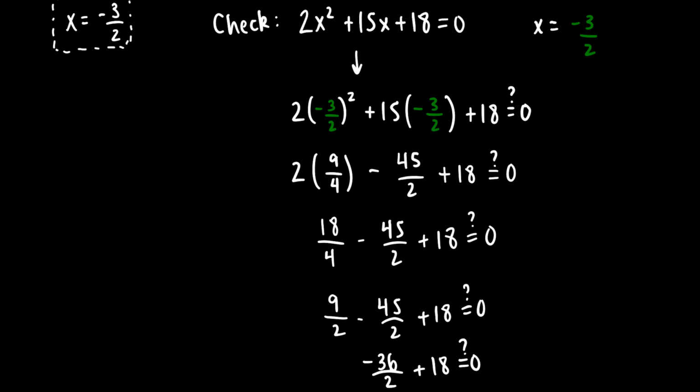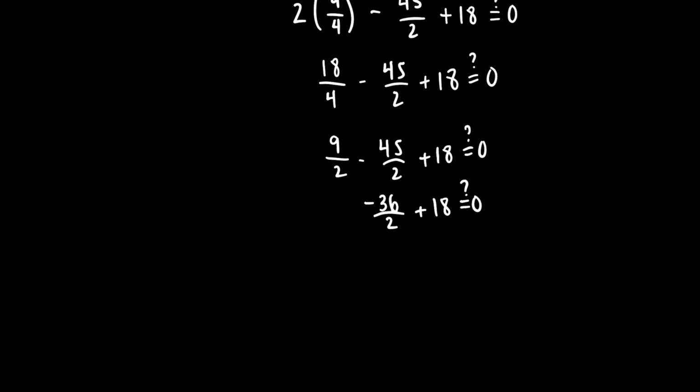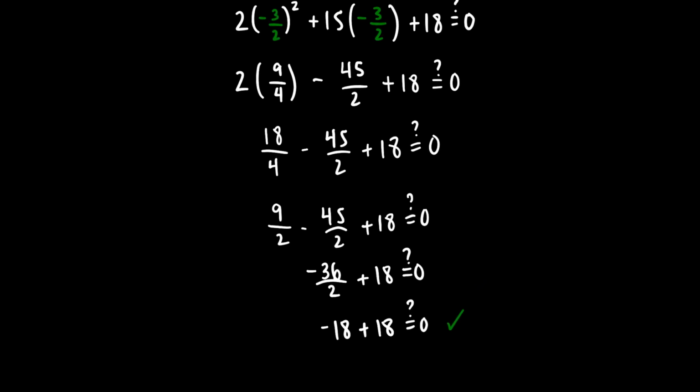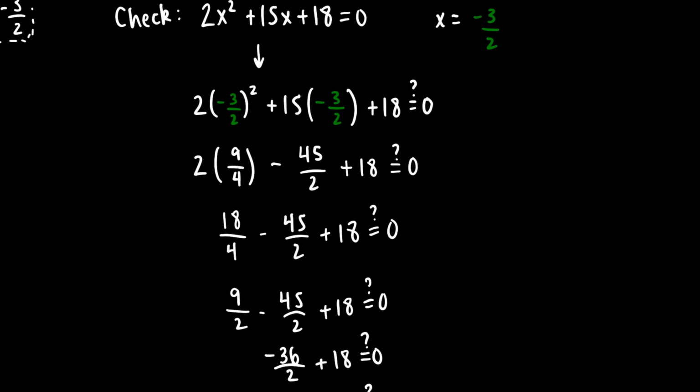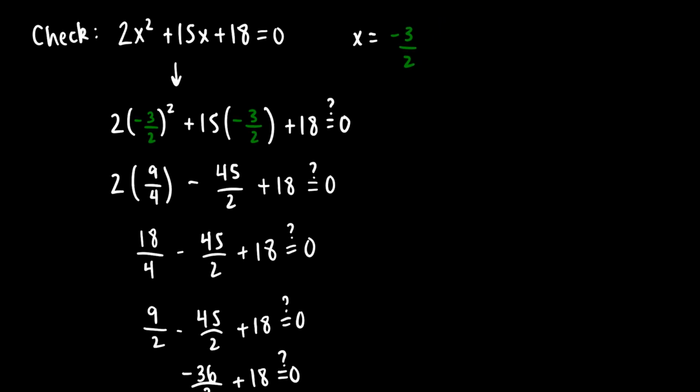And negative 36 over 2 is actually negative 18. So is negative 18 plus 18 actually equal to 0? It is. It works. Cool. All right, so negative 3 halves, which was one of our solutions, actually works. Let's try our other solution.